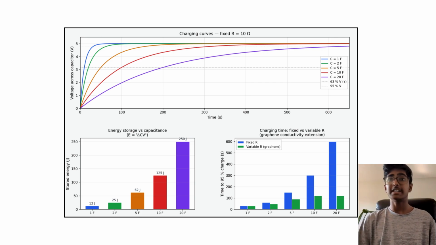In my simulation, I tested capacitance values from 1 farad up to 20 farads, first keeping resistance constant. Then I ran a second version where resistance decreases as capacitance increases, to better reflect graphene's high conductivity. These results show a clear trend.